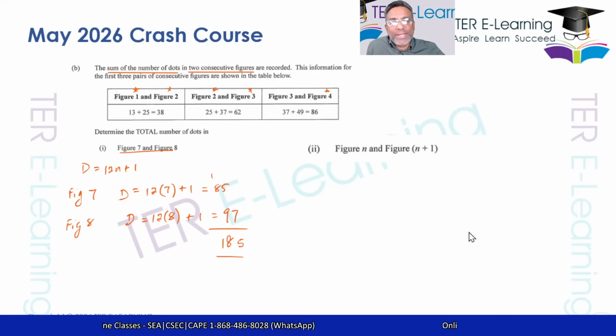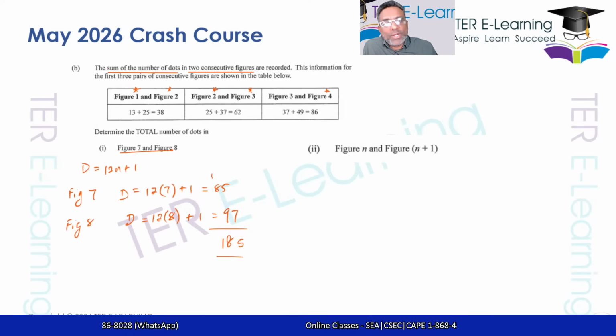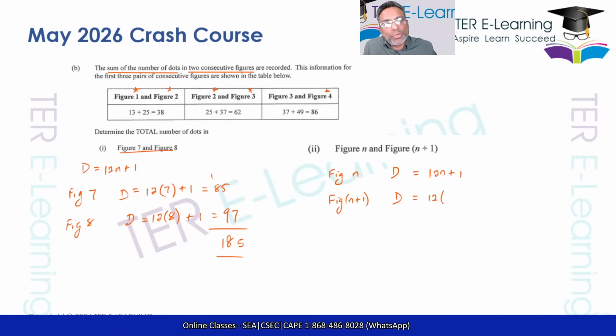Because we are essentially using what we already know. So if you want to work out for figure n, we do already know that the number of dots is 12n plus 1. We already could figure out what is figure n plus 1. That's the figure right after. So if you want to work out the number of dots, then all I need to do is to plug n plus 1 into this formula. So this is going to be 12n plus 12 plus 1. So this is going to be 12n plus 13.